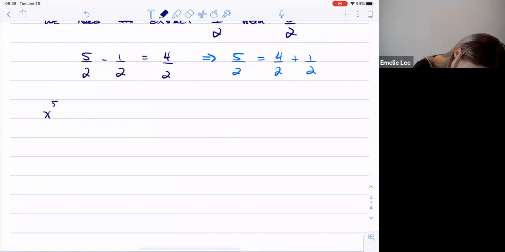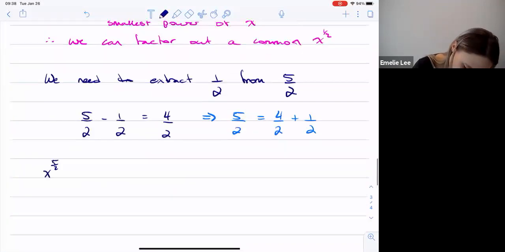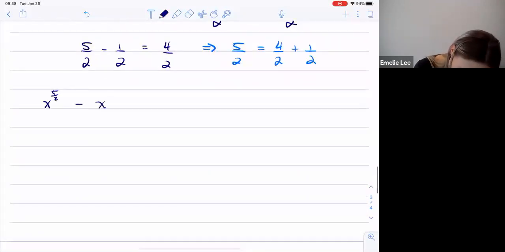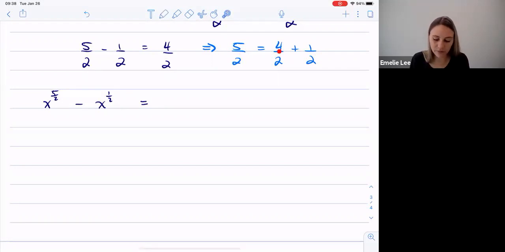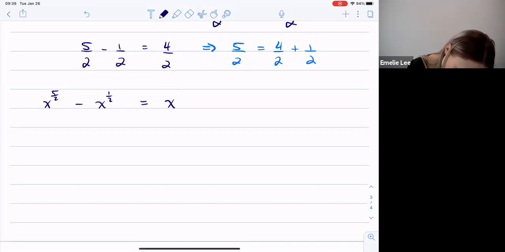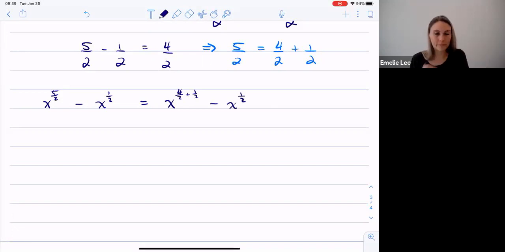I've got x to the 5 over 2 minus x to the 1 over 2. I can rewrite that as, so what I'm going to do is rewrite 5 over 2 as 4 over 2 plus 1 over 2, to get that common power. So I've got x to the 4 over 2 plus 1 over 2 minus x to the 1 over 2, because I had to tease out that 1/2.